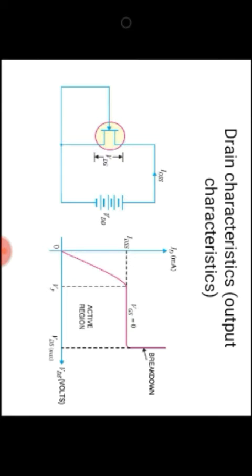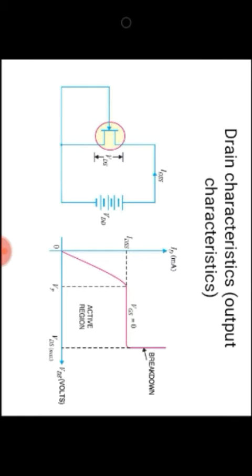Okay, now the characteristics. There are two characteristics, output and input characteristics. The output characteristics are called drain characteristics, and the input characteristics are called transfer characteristics. First we discuss the drain characteristics.